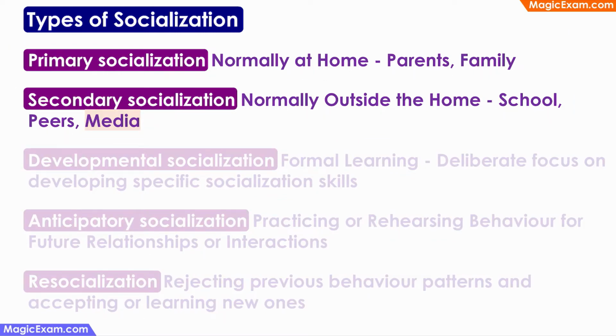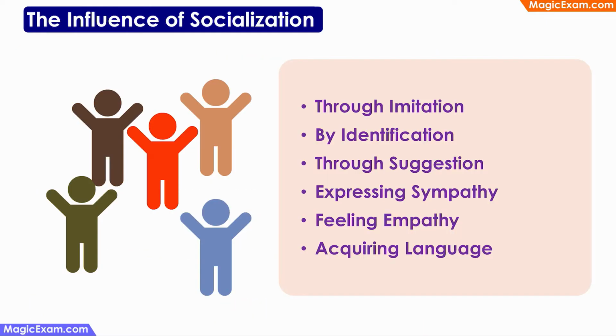Just to reiterate, primary and secondary socialization are very, very important. So these are the two types of socialization that you should be thoroughly familiar with. You will definitely see at least one question based on these, and the others you can ignore. Next, let us look at the influence of socialization. That is, how does socialization affect the behavior of a child?